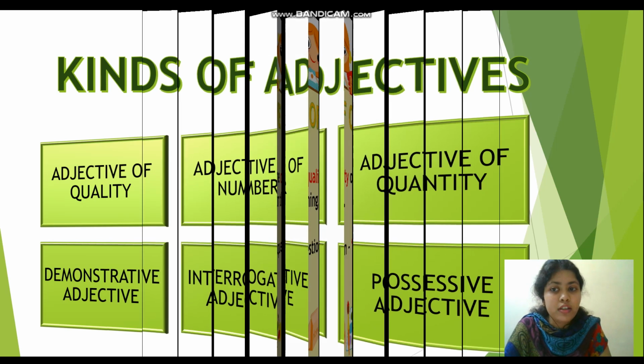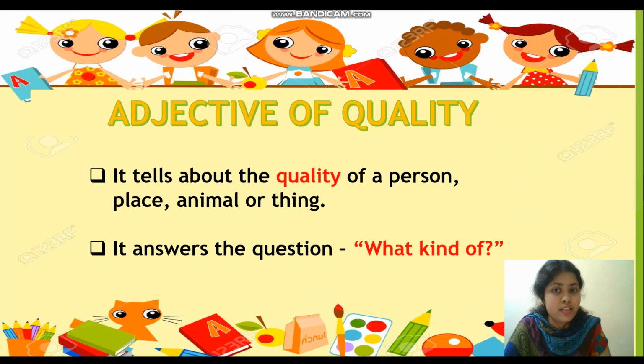So let's begin with the first adjective, that is adjective of quality. As you can see, it tells about the quality of a person, place, animal or thing. That means children, adjective of quality tells about the quality of a noun or a pronoun and it answers the question what kind of. Let's see a few examples.